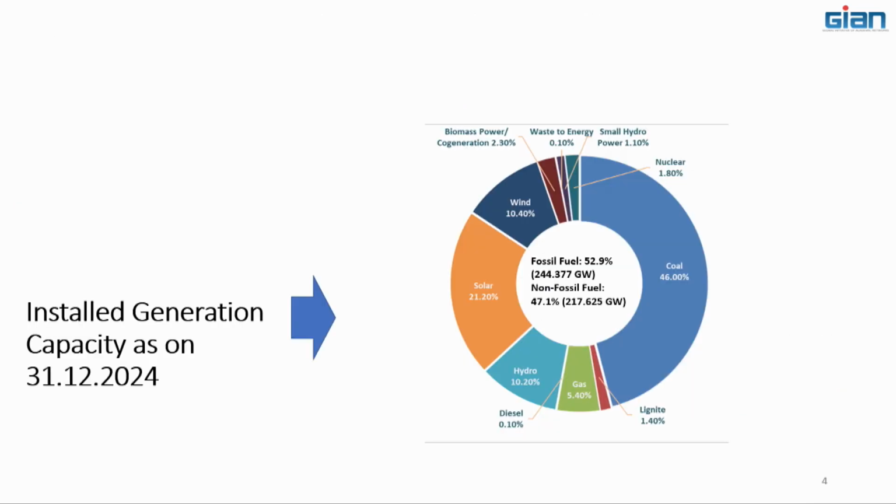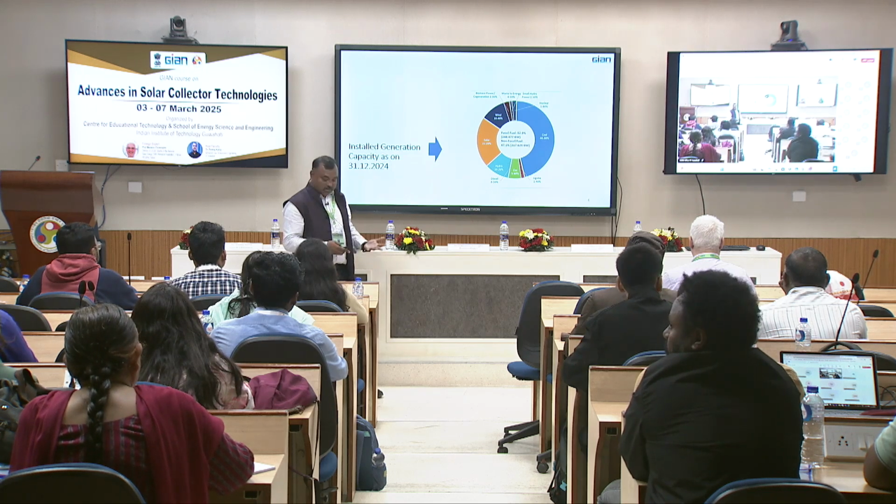And this is the scenario for the Indian context, and this is very recent data. You can see the contribution from coal, gas, lignite and diesel is close to 60%, and then we have solar about 21.2%, then wind about 10.4, hydro is 10.2, and the rest is very minimal, but the contribution is there. Okay, but my concern is this part. So the coal part and then the fossil part, it contributes about 60%.